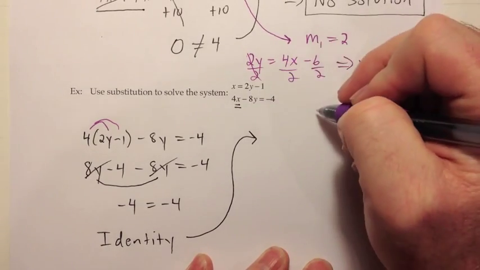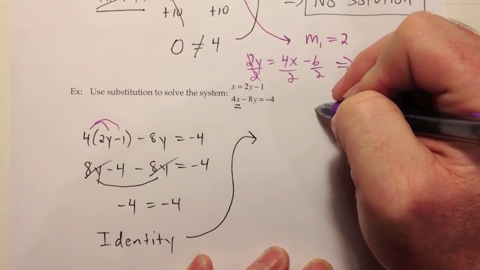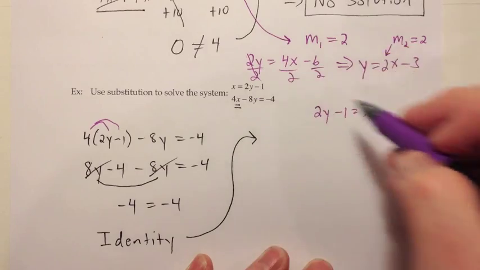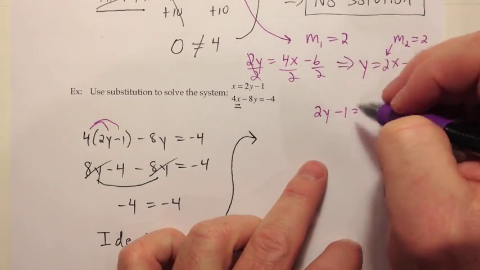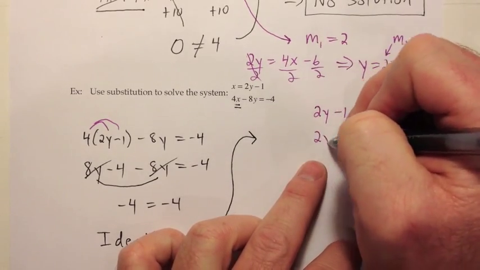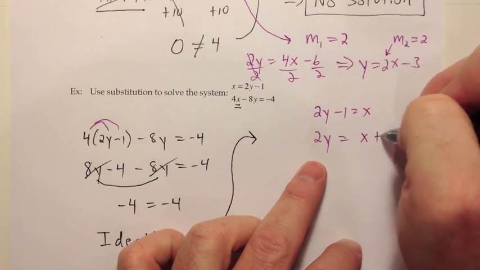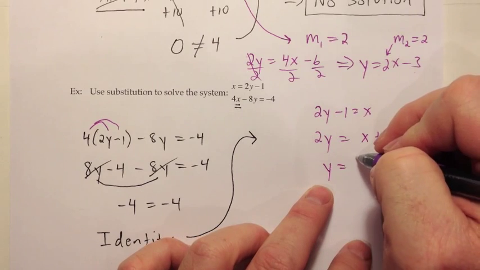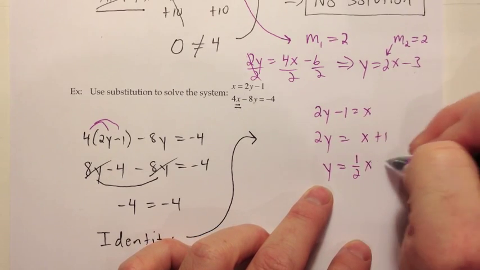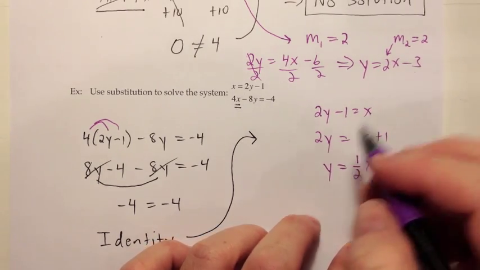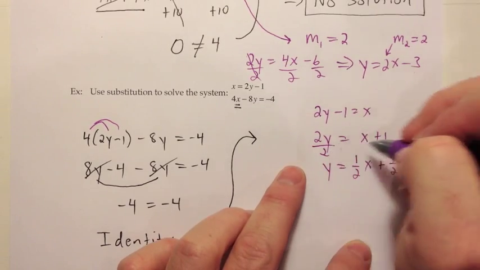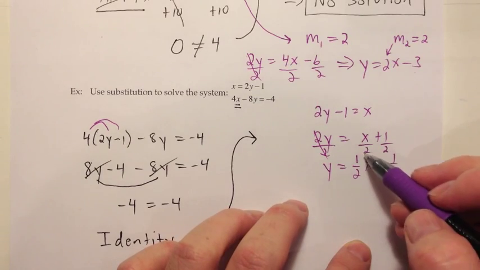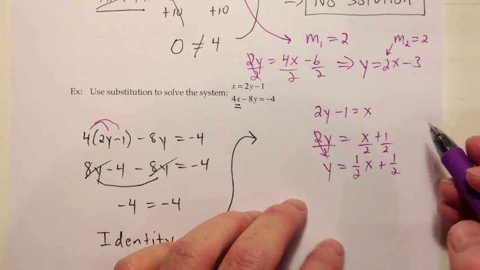So on this first one, let me rewrite that as 2y minus 1 equals x, so I just swapped the two sides. Adding 1 to both sides gives me 2y equals x plus 1. Dividing everything by 2, I would get y equals 1/2 x plus 1/2. That's just dividing all three of these terms by 2. Let me show that step. So those cancel, and then we get the 1/2 right here and another 1/2 there.